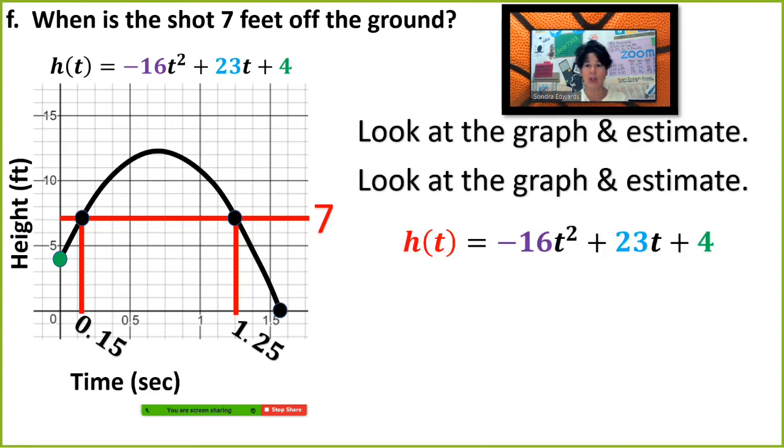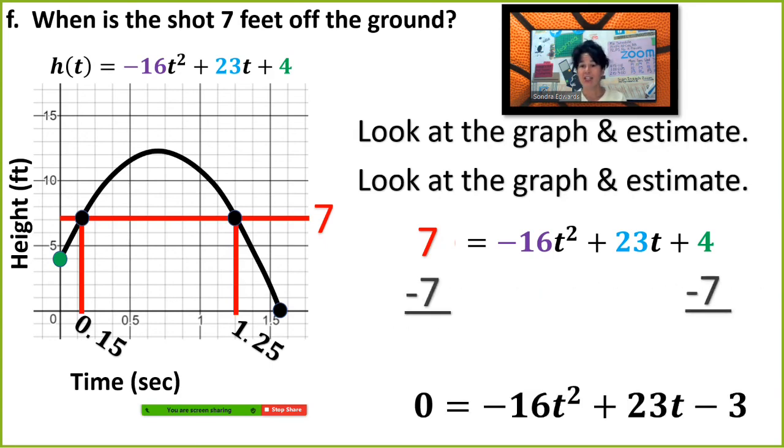Here's the equation we're going to use to find the exact value. So we want the time when the height was 7. We're going to replace h of t with 7 and solve. To solve a quadratic, you always want to move everything to one side equal to 0. So I'm going to subtract 7 from both sides.